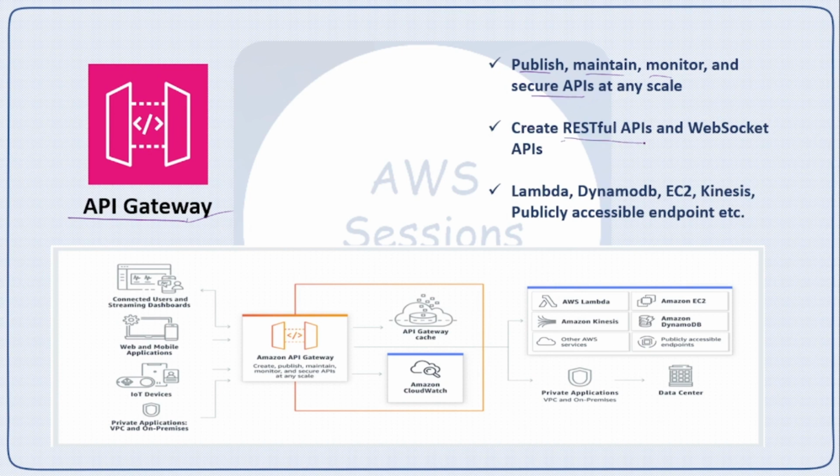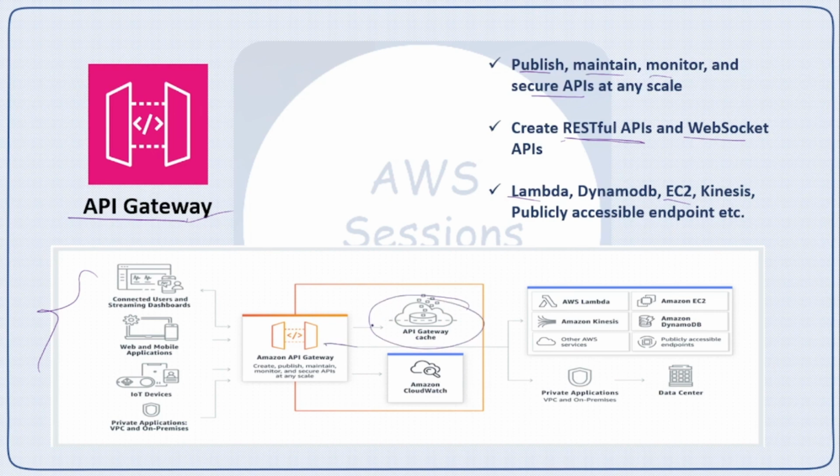With API Gateway, you can create RESTful and WebSocket APIs. You can create APIs, and then for those APIs you can set the target, or the results can be returned from Lambda functions or EC2 instances. All these things can return the result basically. So these are the consumers to which you have exposed the API, and they are consuming it.